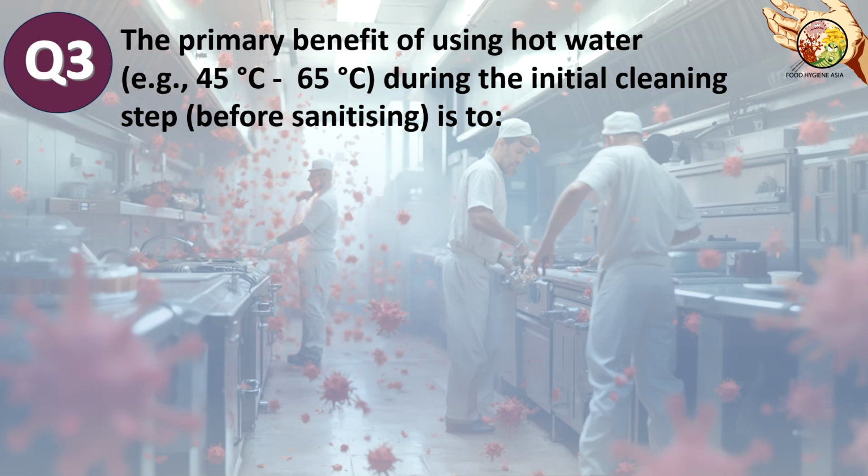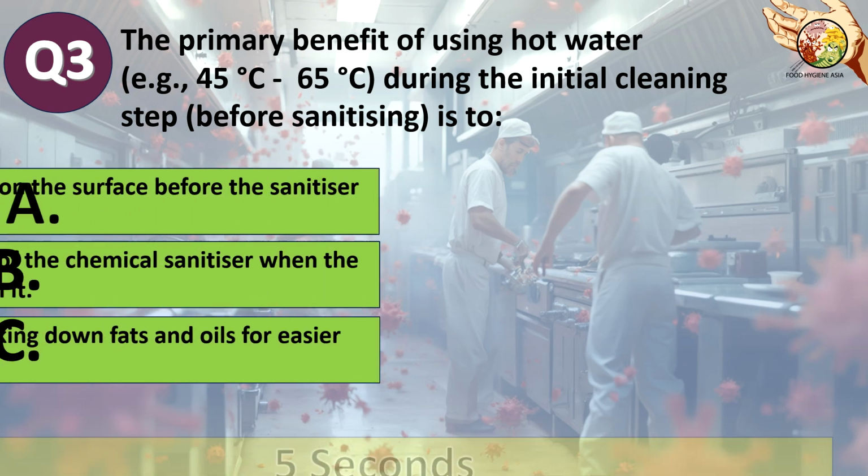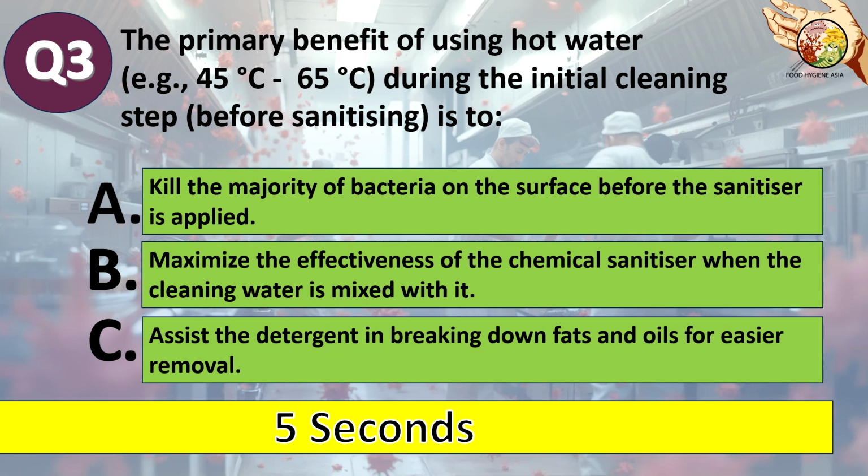Question 3. The primary benefit of using hot water, for example 45 degrees Celsius to 65 degrees Celsius, during the initial cleaning step, before sanitizing, is to A. Kill the majority of bacteria on the surface before the sanitizer is applied. B. Maximize the effectiveness of the chemical sanitizer when the cleaning water is mixed with it. C. Assist the detergent in breaking down fats and oils for easier removal.